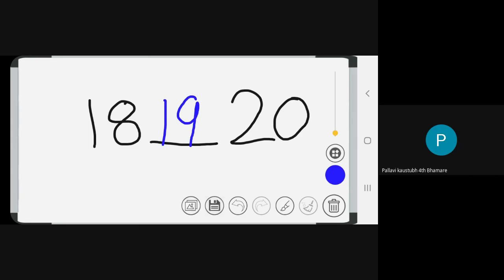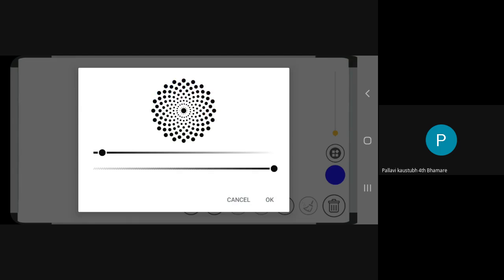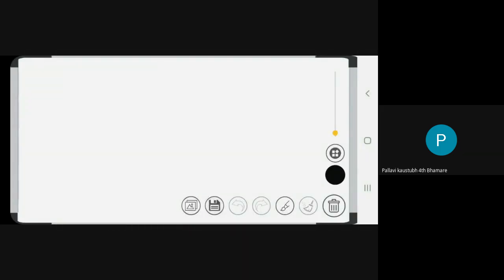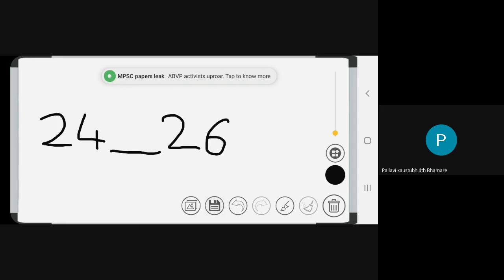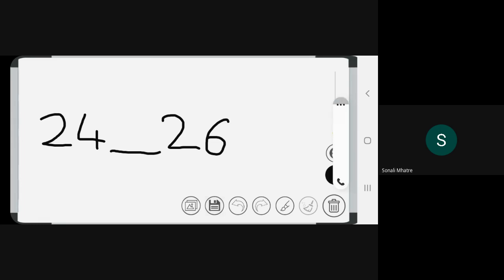Yes, Ridya, Tanish and Swara. Next example, Ridya is going to tell me. The numbers are 24 and 26. Tell me the between number after 24 and before 26. Loudly, I can't hear you. 25. Yes, right. 25.